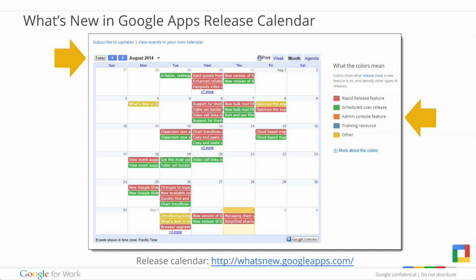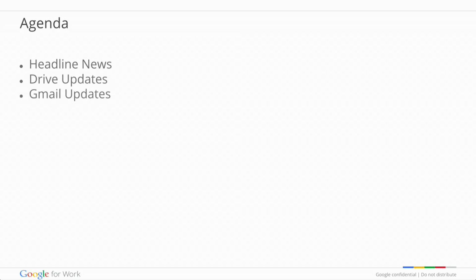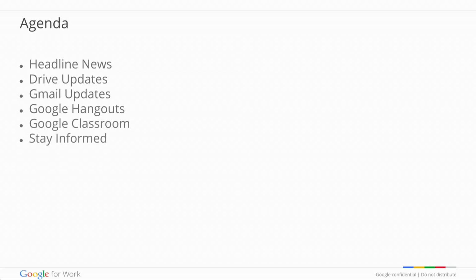One thing for sure at Google, things do change and always get better. This is just one more example. So let's look at today's agenda. We'll start with our headline news, then continue with Drive updates, Gmail updates, Google Hangouts, Google Classroom, and how you can stay informed even between these editions. And finally, our Partner Corner, where we'll share topics that are specific to our Google Apps partner community.